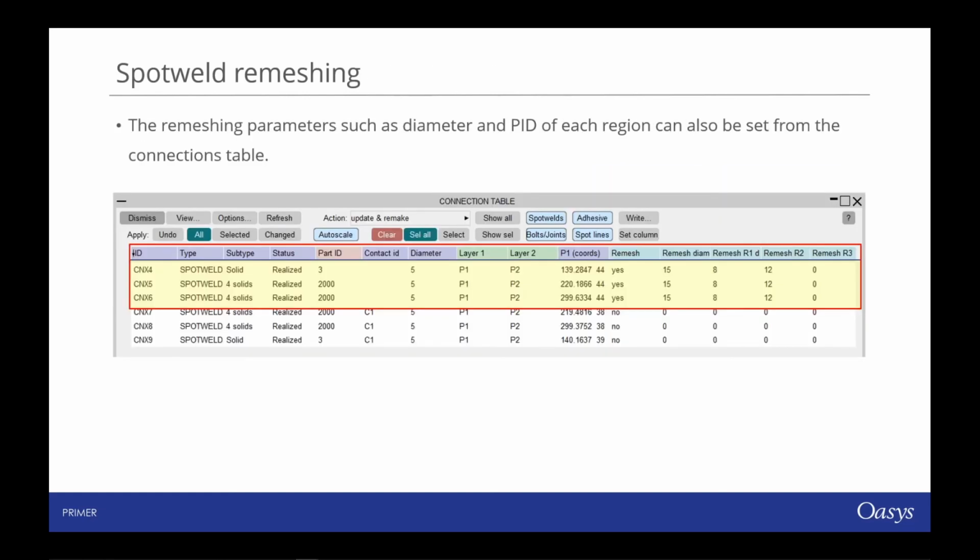And finally, remeshing parameters such as the diameter and part ID of each region can also be set from the connections table. So I showed you earlier the option in the view panel to activate the remesh columns. And here you could show if a connection has been remeshed, and any associated data, so the remesh diameter and total, and if there are any rings about this, the diameter of those individual rings themselves. And likewise, you could manipulate this using the table to modify any connections.